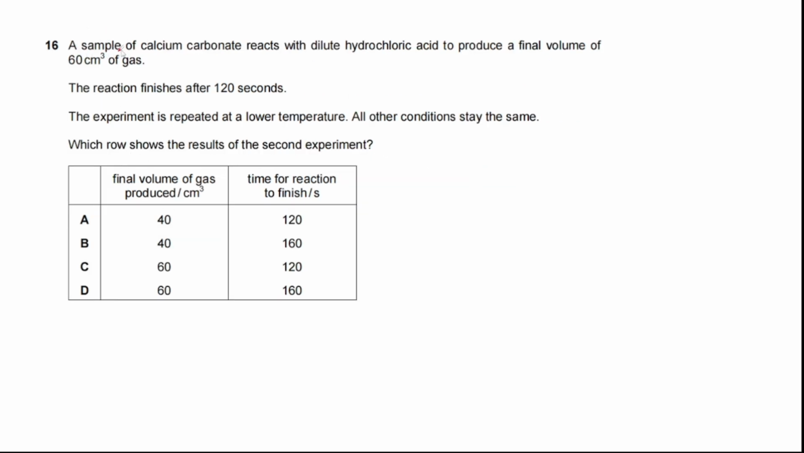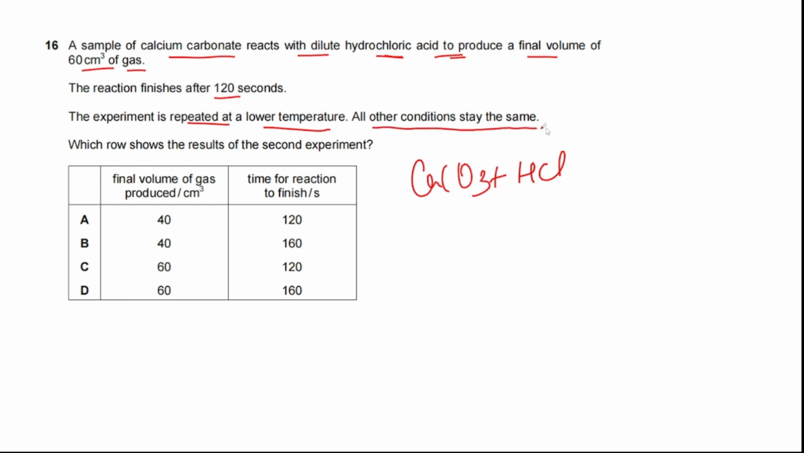Question number 16. A sample of calcium carbonate reacts with dilute hydrochloric acid to produce a final volume of 60 cm³ of gas. The reaction finishes after 120 seconds. The experiment is repeated at a lower temperature. All other conditions stay the same. Which row shows the results of the second experiment?